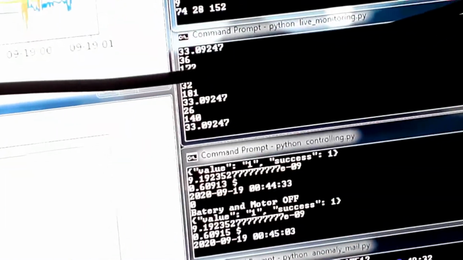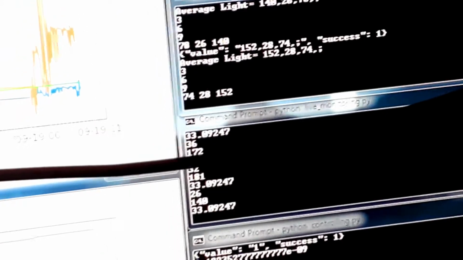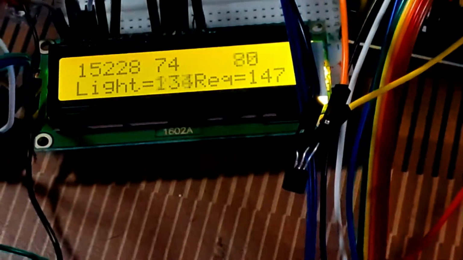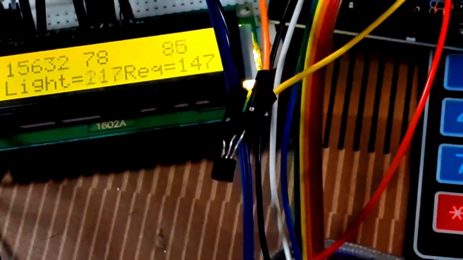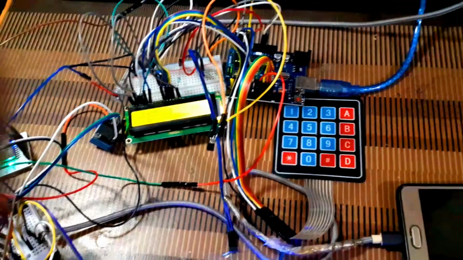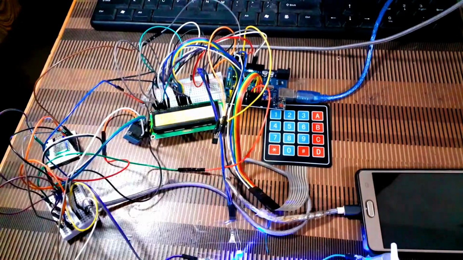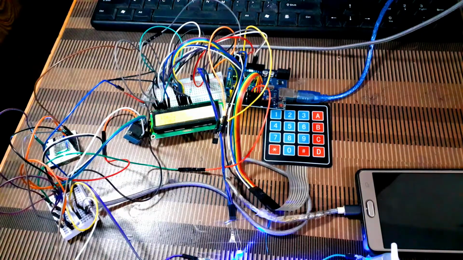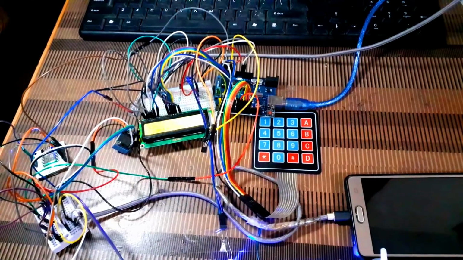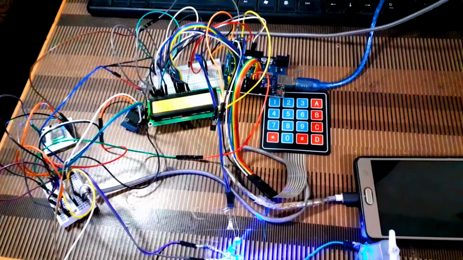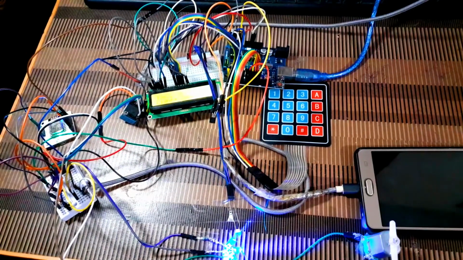Okay, so 30 seconds have passed. So yeah, you can see 74, 28, 152, which is the same over here. Okay, so that is being passed. Once these values are passed to the system, the system is using it for multiple applications.